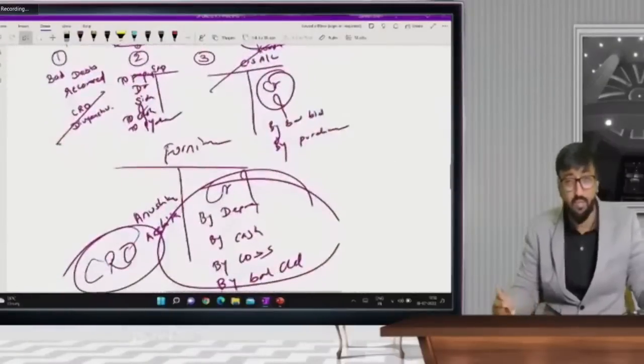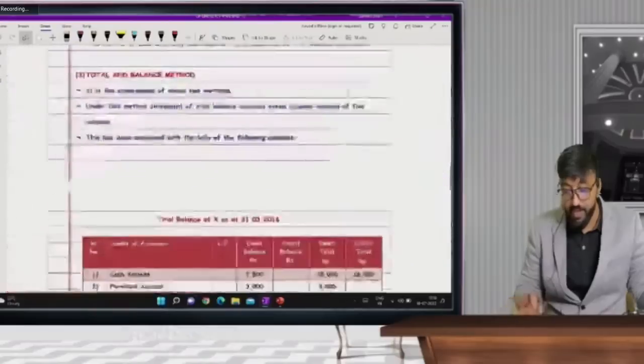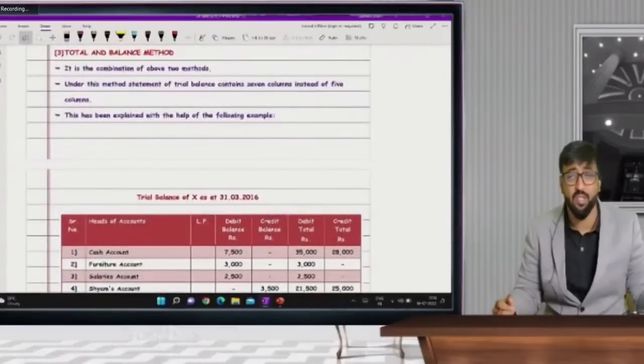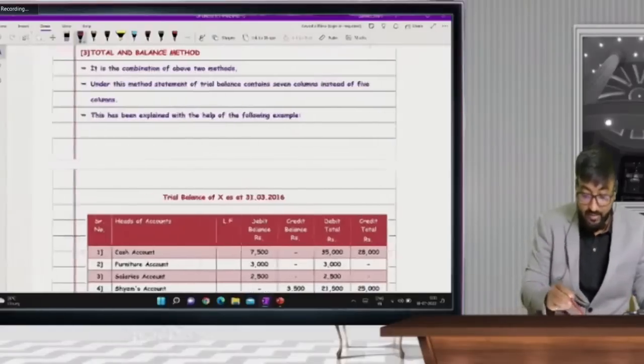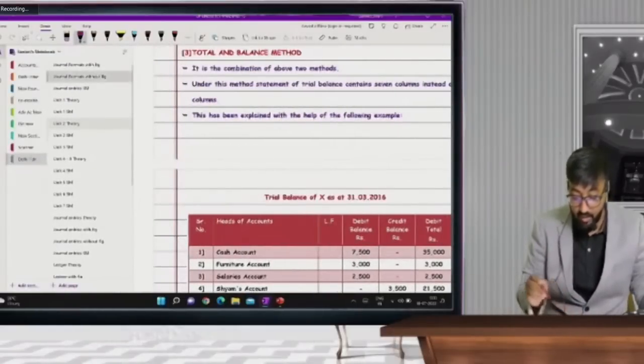Divyanshu answered it very wrongly, beta. You answered only bad debts recovered correctly, but what about other ledger performers? Other ledger performers are also very, very important. Before starting today's session, we will quickly revise some ledger performers, because I think you are not getting these answers, beta. I don't think you are studying much.